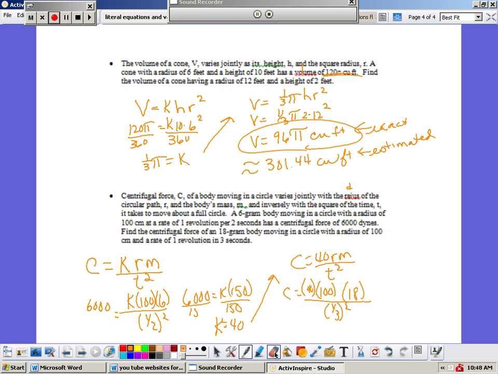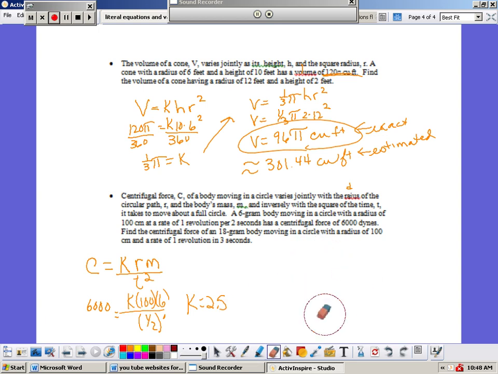I gotta go back. This division right here is not this. Double checked my stuff and I got 2.5 as K. So I need to go back here and put my 2.5 in. And that's why it's always good to, even after you think you have the right answer, if it doesn't make sense, go back and check your work. So let's try this again.